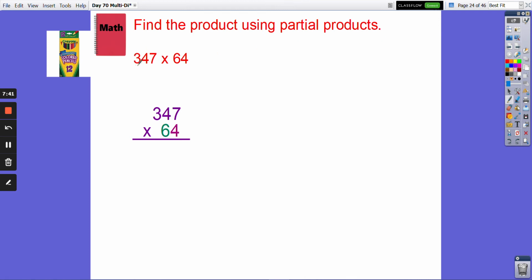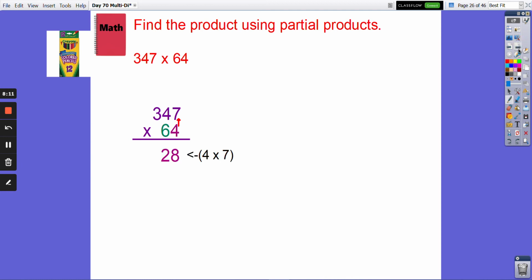Okay, now we have a 3-digit number multiplied by a 2-digit number. 347 times 64. The process is exactly the same. We go through and we multiply this 4 by every place value that's there until we're done, right? Starting with the least place value and moving to the greatest place value. So let's go ahead. 4 times 7, these are 4 ones times 7 ones, gives us 48.